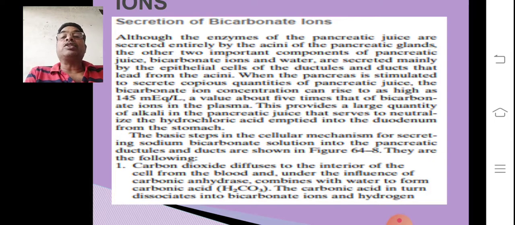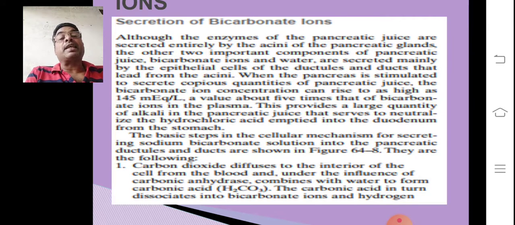When the pancreas is stimulated to secrete copious quantities of pancreatic juice, the bicarbonate ion concentration can rise to as high as 145 millimoles per liter, a value about 5 times that of bicarbonate ion in the plasma. This provides a large quantity of alkali in the pancreatic juice that serves to neutralize the hydrochloric acid emptied into the duodenum from the stomach.